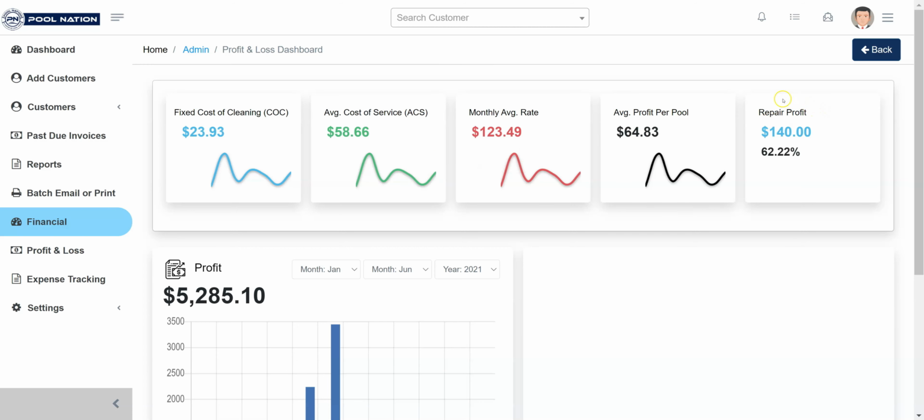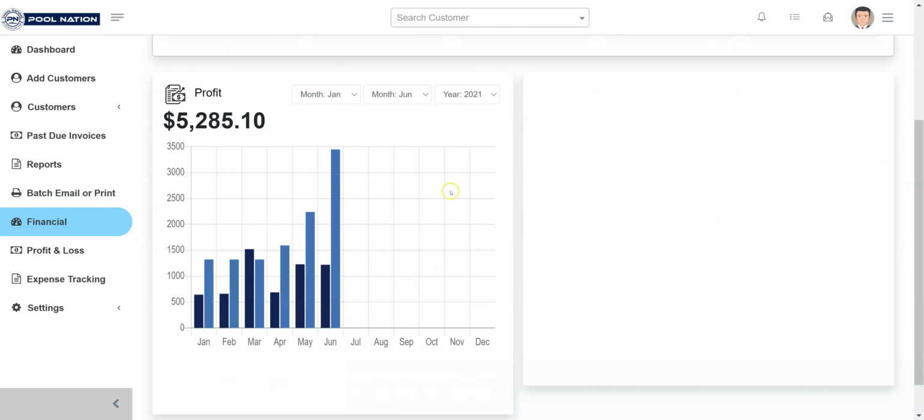And then on the last metric that we have here is the repair profit. And here you're going to see that your repair profit was $140. The next thing is you're going to go down to your profit graph, and this only tracks your profit. So it takes out all of your expenses, everything else, and it tells you how much money you have left. Here you'll see that it automatically goes to year to date. And you see that here, the total profit for the year has been $5,285.10, but you can change that.